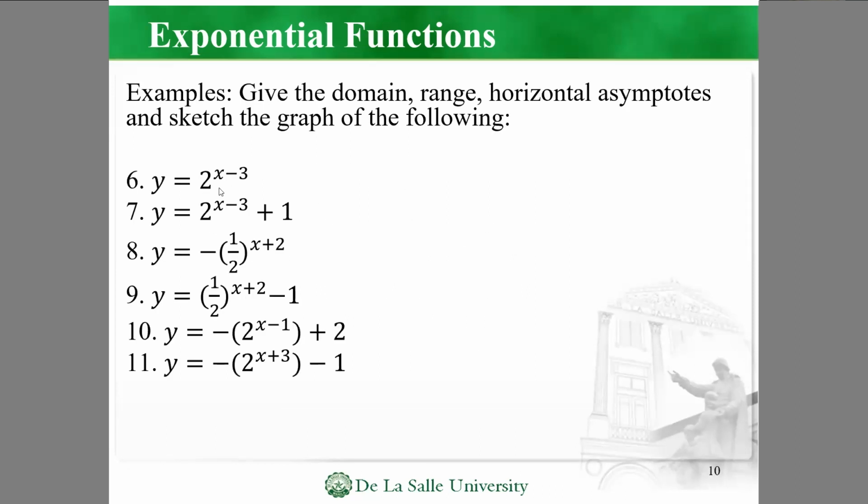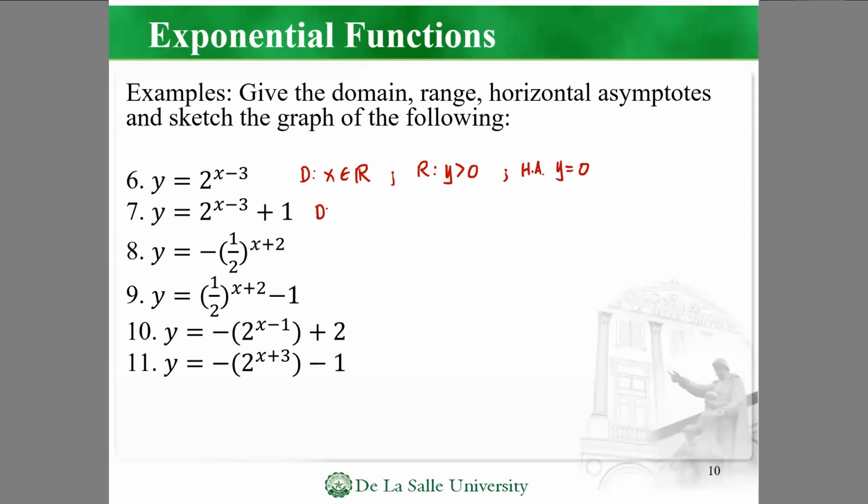So here, let's try this. Give the domain and the range. Guys, can you tell me what the domain of number 6 is? The domain, x is an element of all the real numbers. Very good. What about the range? Look at the symbol. It's positive. So y is greater than. Are there any numbers outside? There's nothing, right? Greater than 0, because your horizontal asymptote is y equals 0.